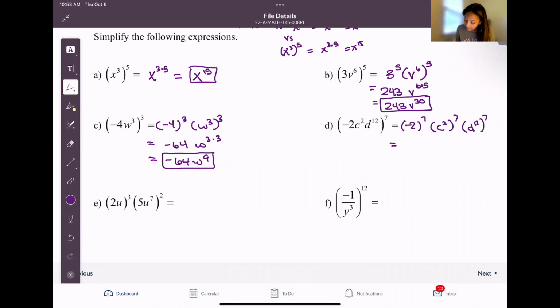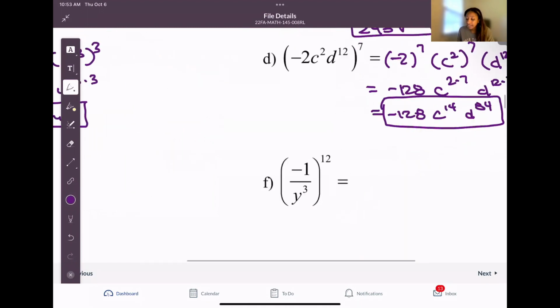Okay, so we'll have a -128, and then c to the 2 times 7, d to the 12 times 7. All right, 2 times 7 is 14, so this is c to the 14th power, and then d would be to the 12 times 7, which is 84, the 84th power. So we get -128 c to the 14th d to the 84th.